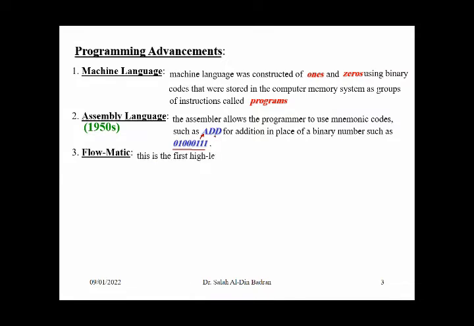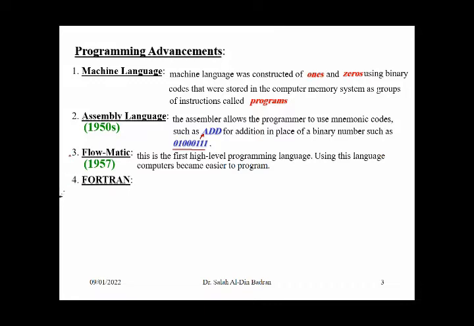FLOW-MATIC. This is the first high-level programming language. Using this language, computers became easier to program. This was in 1957. Fortran, Algol, COBOL, RPG, BASIC, Pascal, and C and C++. All of these are high-level programming languages, and Ada as well.